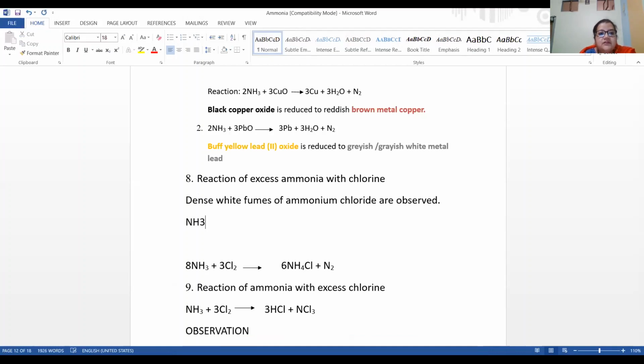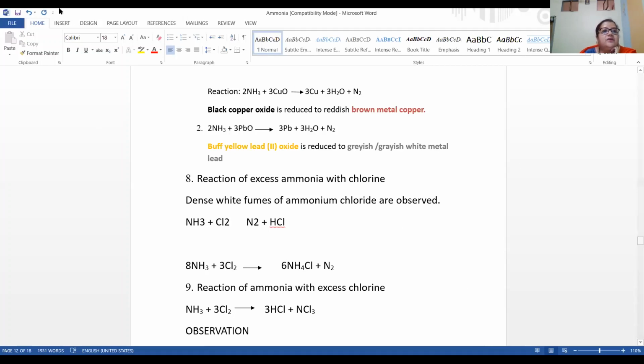Ammonia first reacts with chlorine. And it gives us nitrogen, plus it will give us HCl. How do we know it is HCl and nitrogen? Because as I told you, ammonia is a reducing agent. So it undergoes oxidation. Means what? It will give away its hydrogen, and therefore only nitrogen remains. That is what it is.